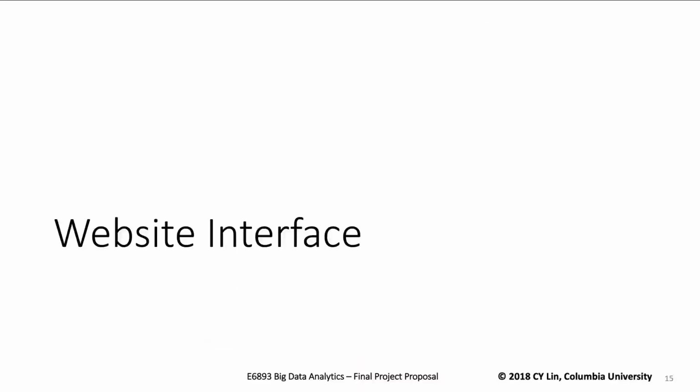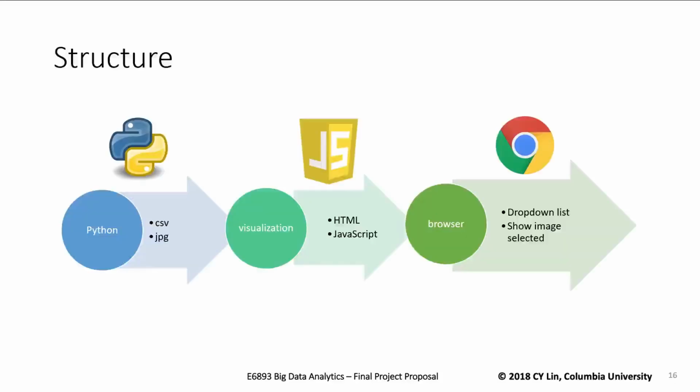And we are going to construct a website interface to show our results. We implement the algorithm mentioned before and construct it into a Python program. It will generate a CSV file containing a list of stock IDs and the rate of investment. And it will also generate JPG files of candlestick plots. Then we write HTML and JavaScript to control the website interface. In the result, we can use a web browser like Google Chrome to selectively show the images and the rate of investment calculated from the Python program.